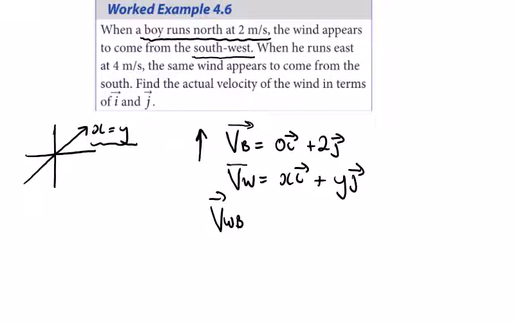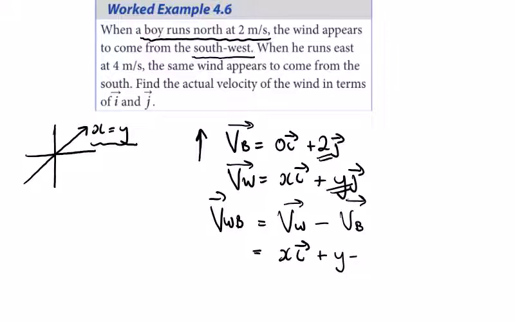Just don't forget your vector arrows. So it's going to be the velocity of the wind minus the velocity of the boy, which in this case is xi minus 0, so I'll just leave it at xi. And then we have plus y minus 2, times j. Now we can say that x is equal to y minus 2 at this point, but let's form our second equation based on the second scenario that they're giving us here.